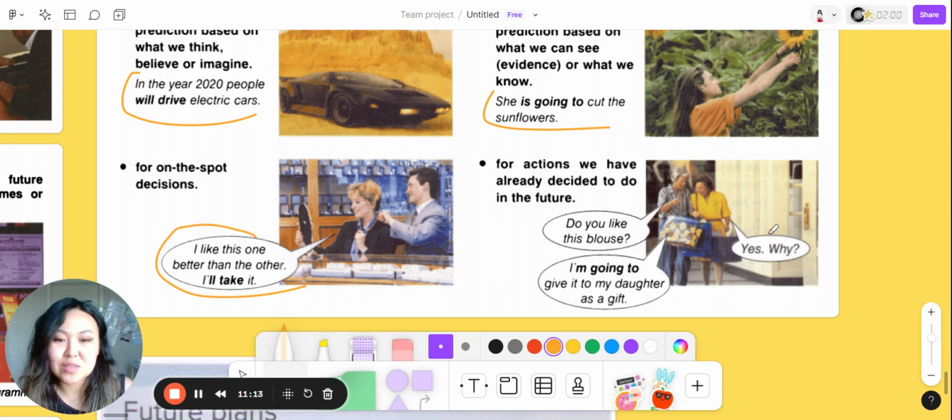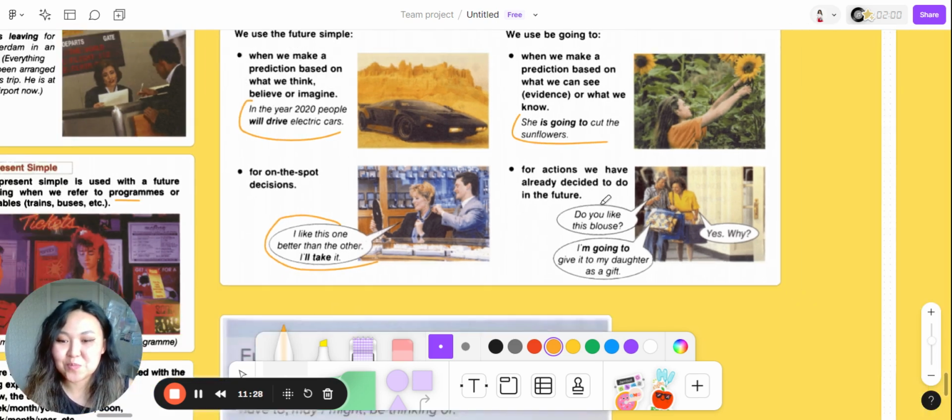Here we see an example. Do you like this blouse? Yes, why? And she says, I'm going to give it to my daughter as a gift. So here we have a difference between future simple and be going to.